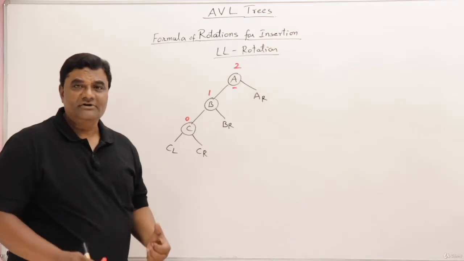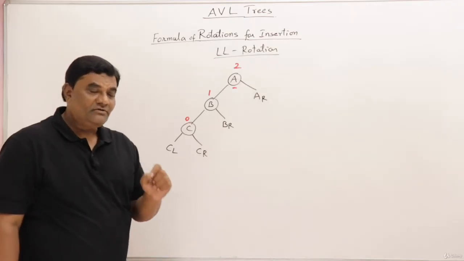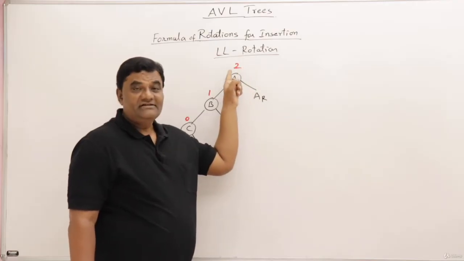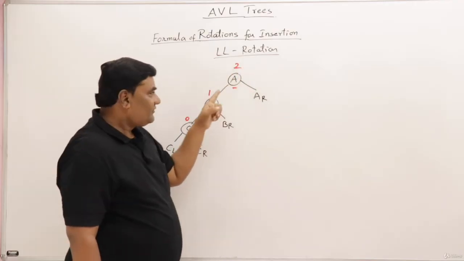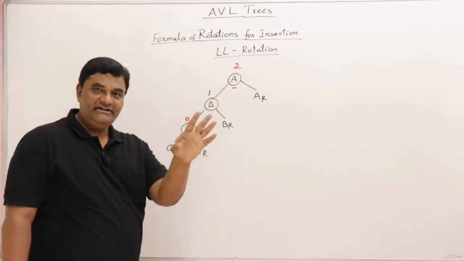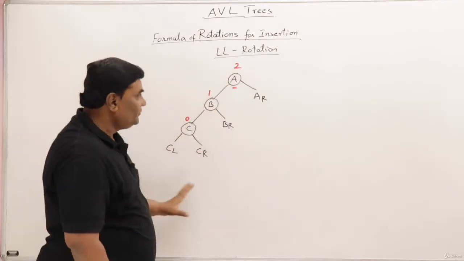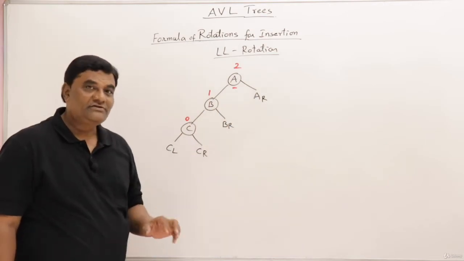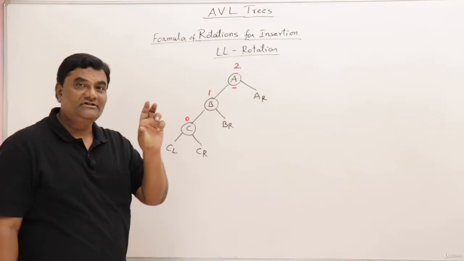So where are you performing rotation? We are performing rotation upon this node, which became imbalanced because the balance factor is 2. Rotation is performed over this node. So we are talking about only 3 nodes, but maybe thousands of nodes are there in a tree. Imagine a lot of nodes are there in a tree. Alright. So now take it as a formula only with 3 nodes.